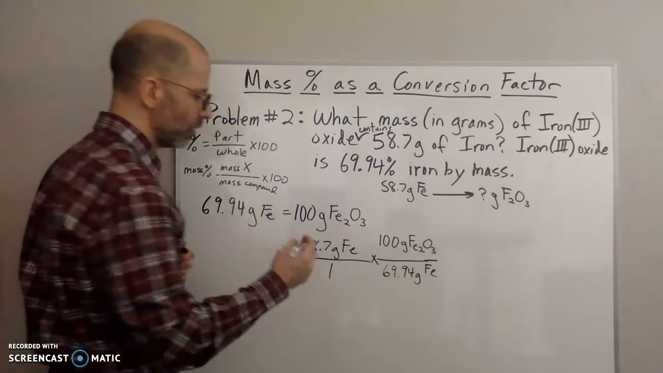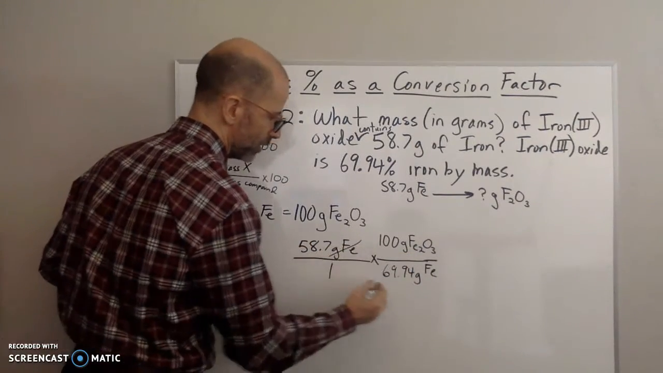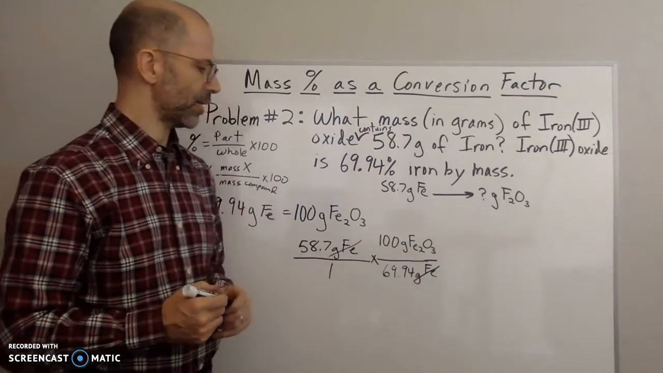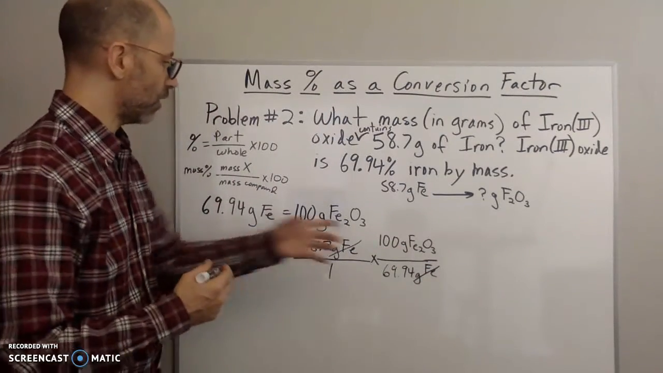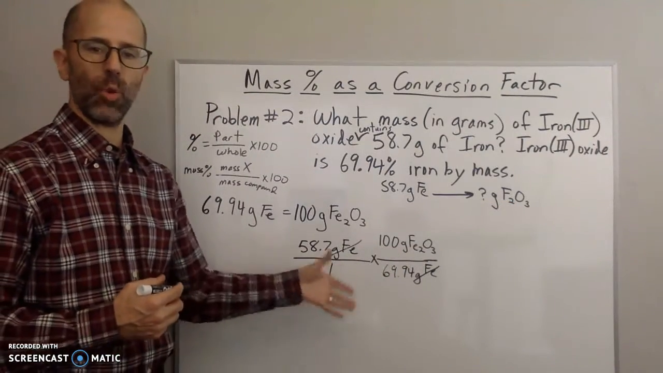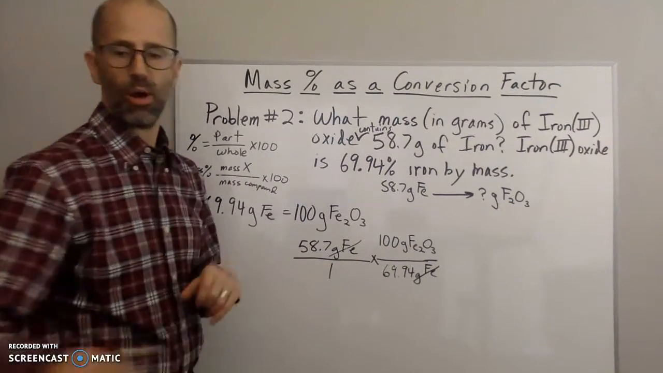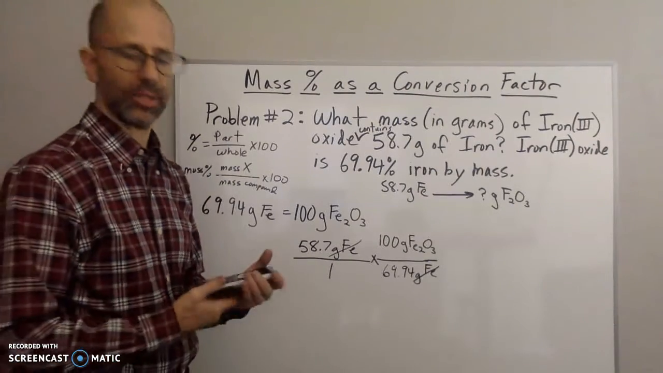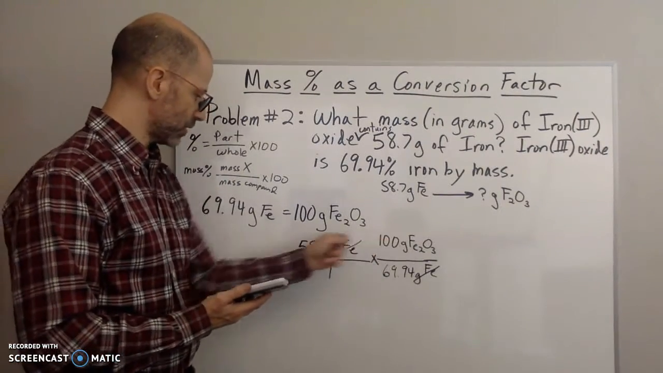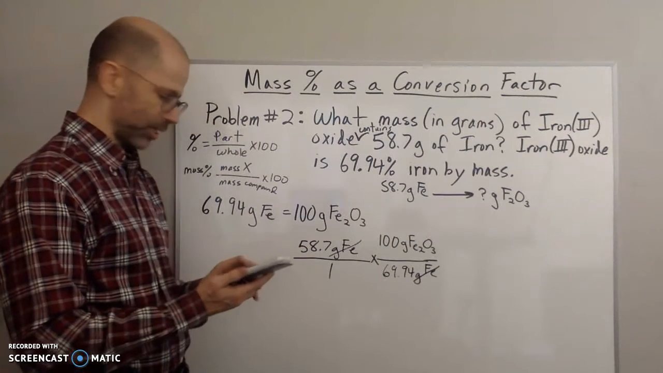All right, so now grams of iron cancel out, and now I'm left with grams of the iron 3 oxide. So now that's what I want. That's what they're asking for. I am finished. This is a one-step problem. So now all I need to do is just take my calculator and calculate. So here I'm going to multiply across the top, divide by the bottom, and I should get my answer.